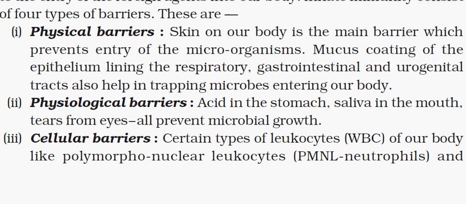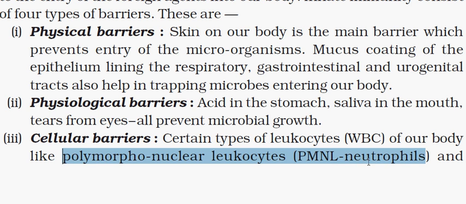Now coming to cellular barriers. Leukocytes, which are a type of white blood cells. For example, polymorphonuclear leukocytes, PMNL, neutrophils, and after that macrophages as well as monocytes, that is natural killer cells.